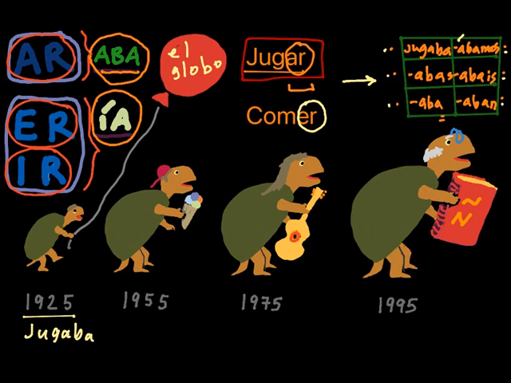You do not say he was playing at 3 o'clock. You're saying he used to play. So that's why you used jugaba. In 1955, he used to eat a lot of ice cream. How would you say that? You conjugate the verb comer, and it will be comía. He used to eat a lot of ice cream.